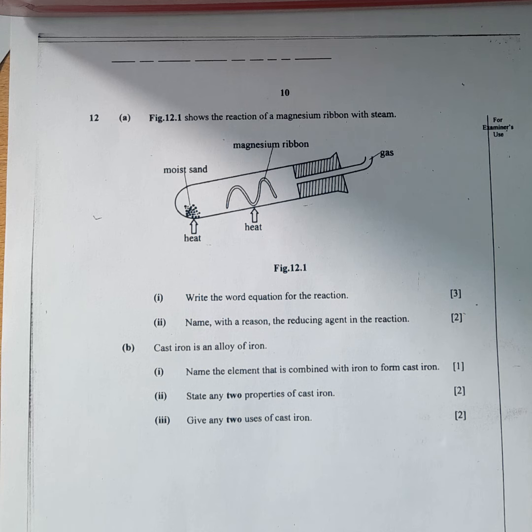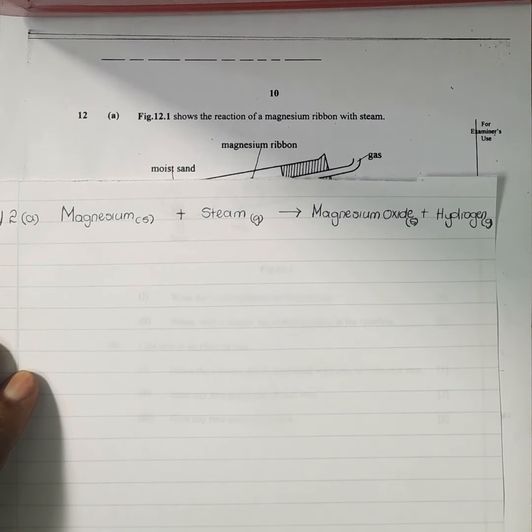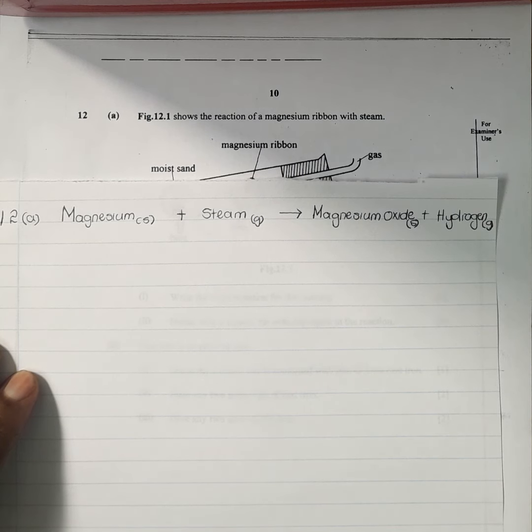So here you need to pay attention. It is saying word equation, not chemical equation. So we are supposed to write in words. So if we react magnesium plus steam, we are going to have magnesium oxide plus hydrogen. If we say magnesium, which is in solid state, plus steam, which is in gaseous state, we are going to have magnesium oxide, which is solid, and hydrogen gas.